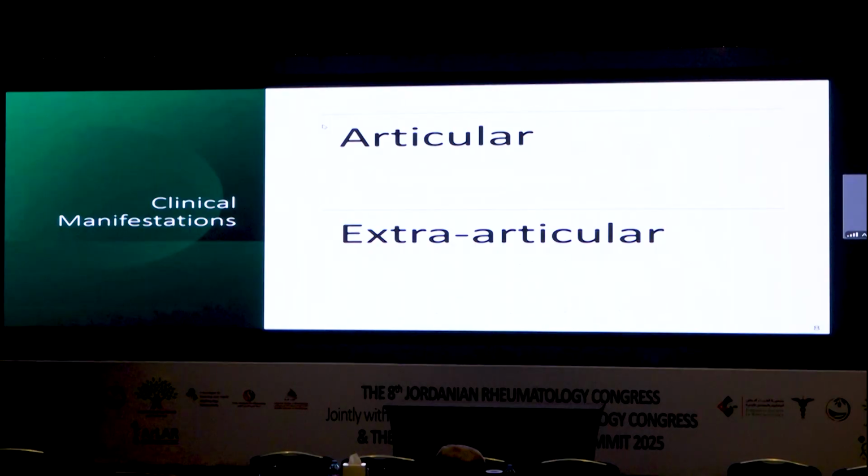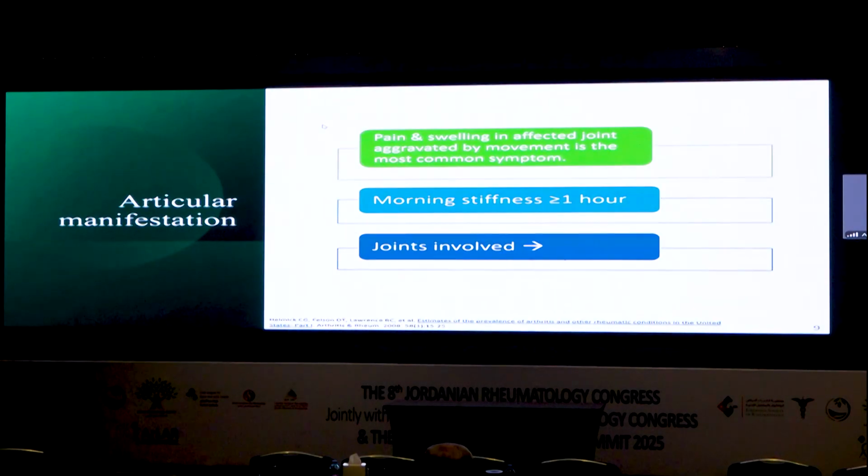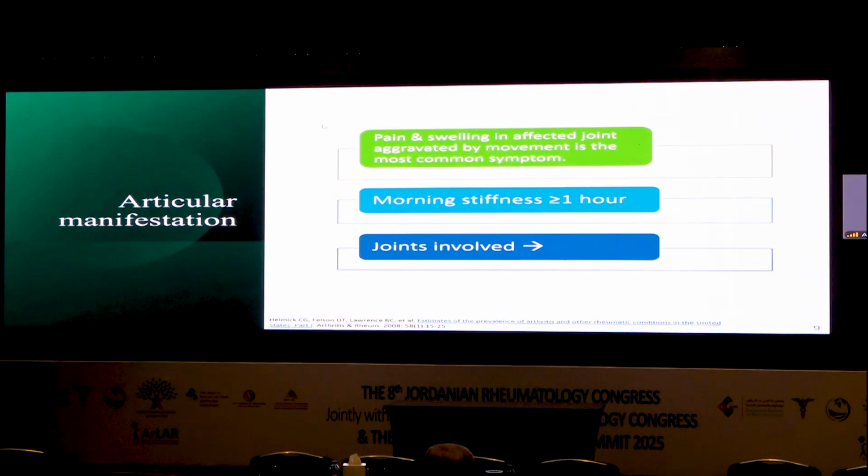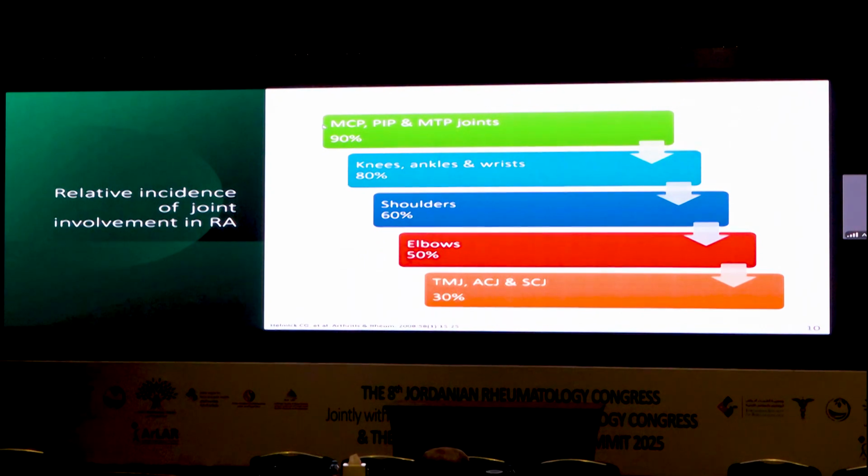The articular manifestations usually take the form of pain and swelling in the affected joints, aggravated by movement, and the most common associated symptom, as we all know, is morning stiffness lasting longer than 1 hour, with different joint involvement. Usually 90% have MCP, PIP, or MTP joint involvement, followed by 80% in knees, ankles, and wrists, 60% in shoulders, 50% in hips, and 50% with temporomandibular, acromioclavicular, or sternoclavicular joint involvement.